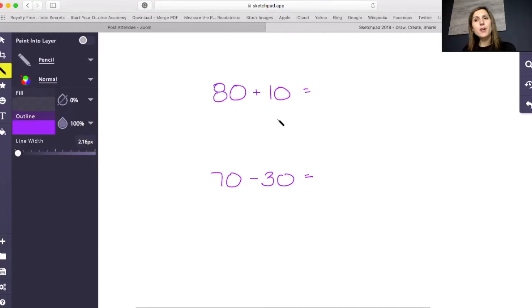Hi, let's talk about adding and subtracting multiples of 10. Here I have some problems that we can look at.